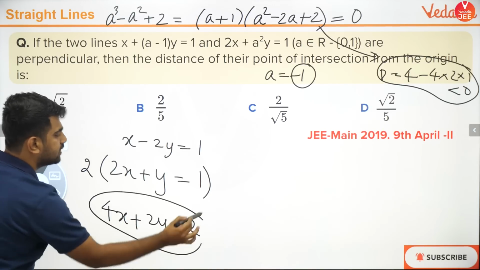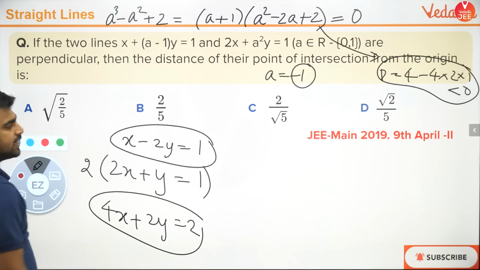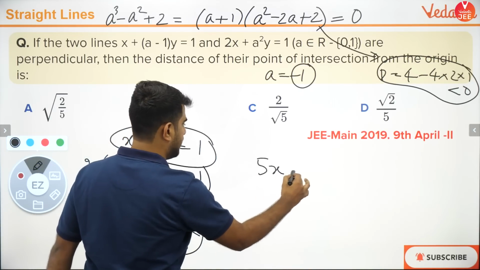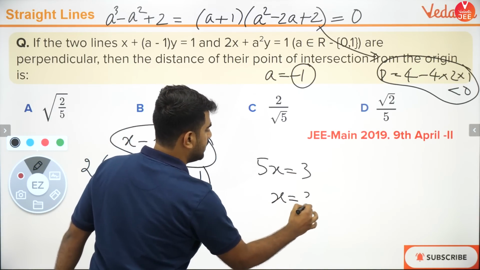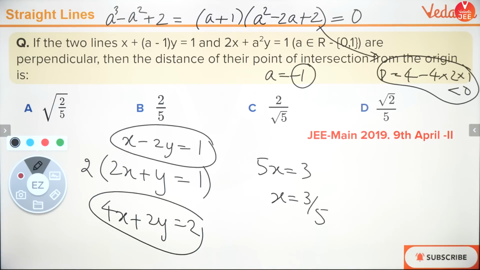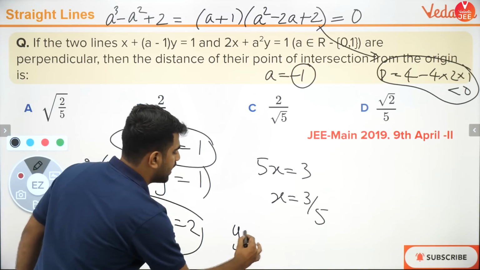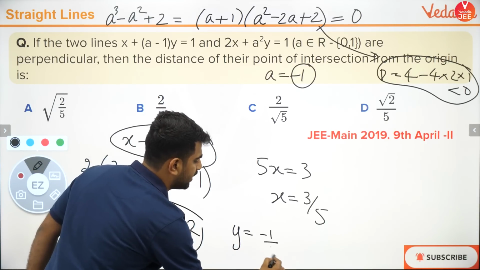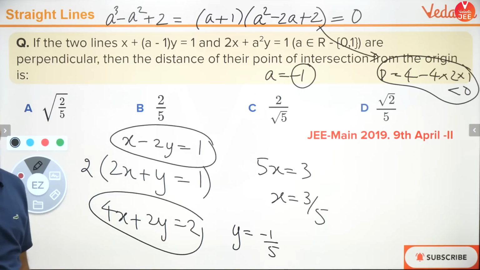Now I'll add this and this. So what will I get? I will get 5x is equal to 3. x is equal to 3 by 5. If x is 3 by 5, what is my y? Any idea? My y will be 1 minus 2x. So it will be minus 1 by 5. That is my y value.